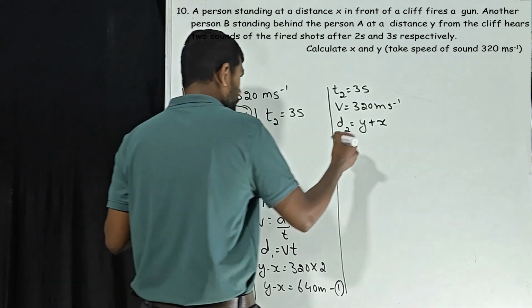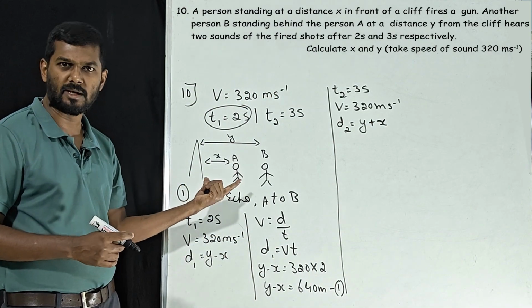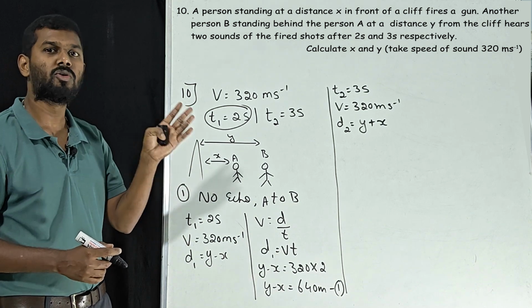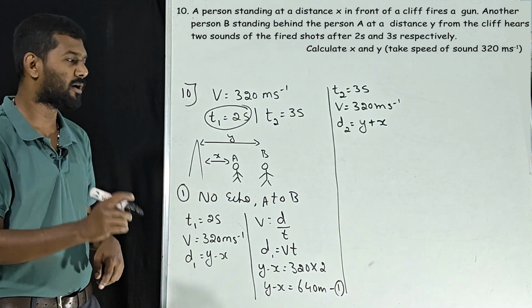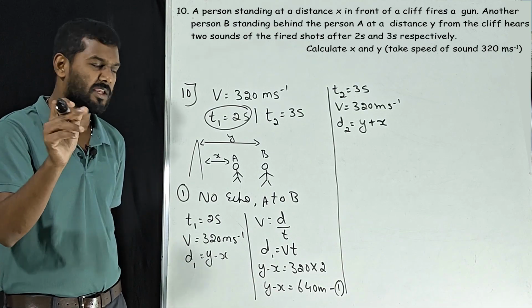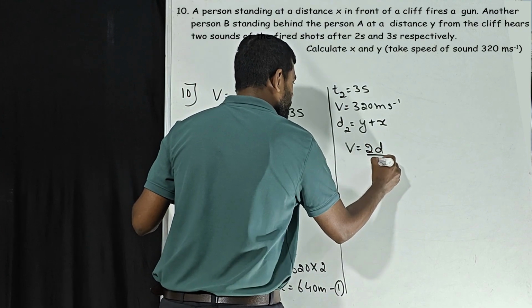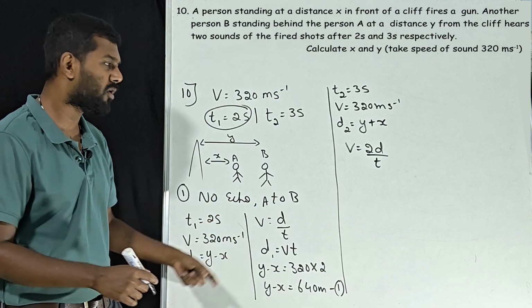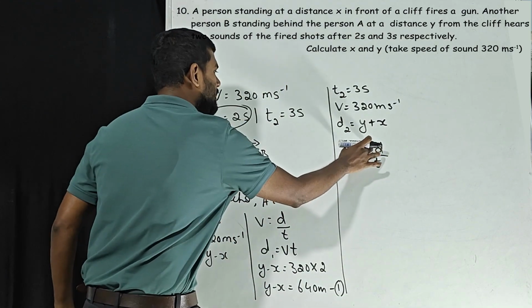Now what is the formula we have to use? So this is properly related to echo, correct? So which formula we have to use? V is equal to 2d by t, correct? No, completely wrong. Why? Because actually we have to use v is equal to 2d by t formula only. But even though it is related to echo, we are not going to use this 2. Why? Because why are we using 2?